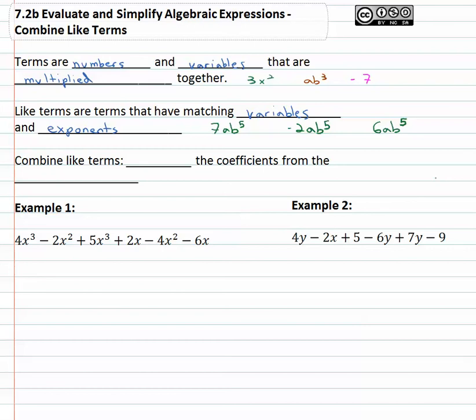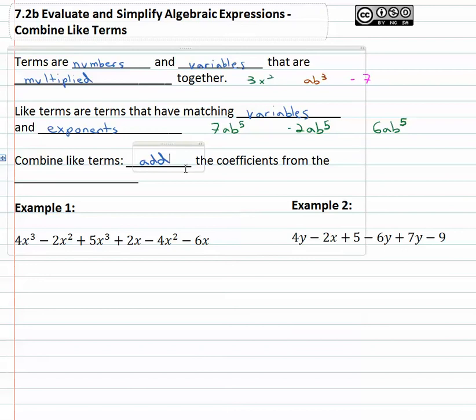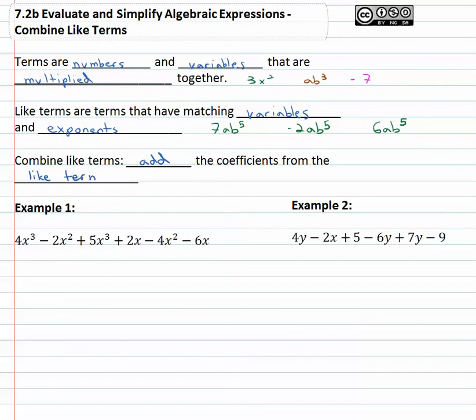Why is that significant? Because we can do this thing called combining like terms. We can combine like terms or add the coefficients from the like terms. For example, if we had a problem such as 4x cubed minus 2x squared plus 5x cubed plus 2x minus 4x squared minus 6x, there's lots of stuff in there. So we want to clean it up a bit. We're going to look for like terms.